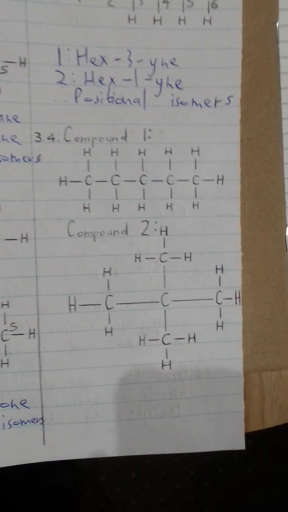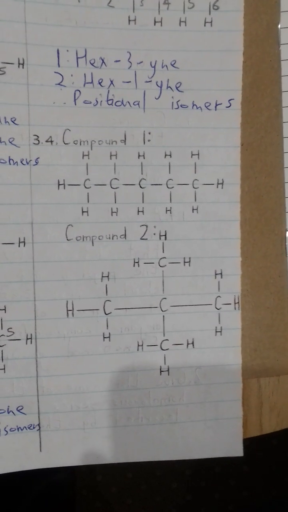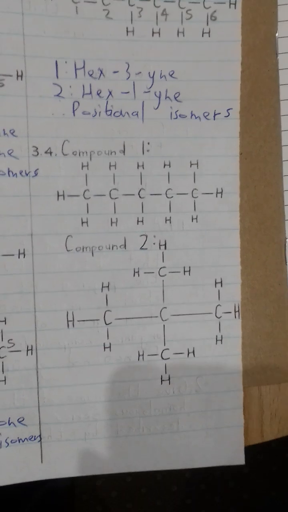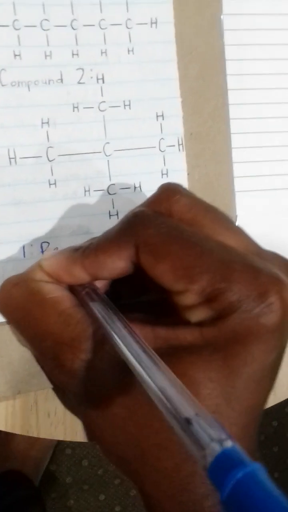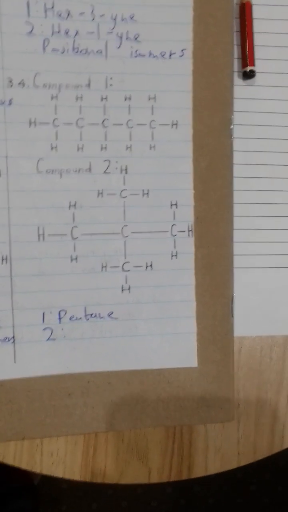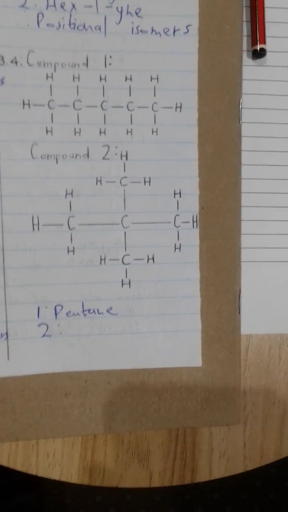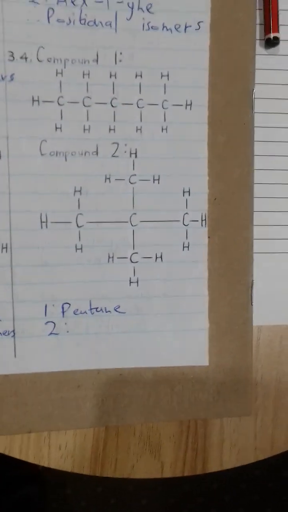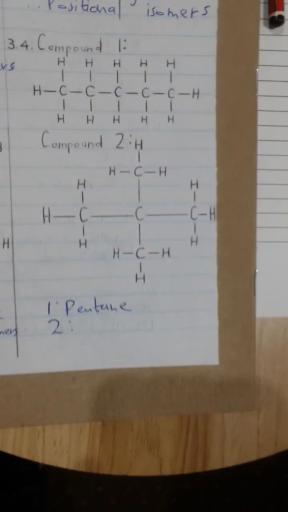3.4, compound 1, you have that. Compound 2, you have that. Okay, so compound 1, saturated as we can see. 5 carbons, 12 hydrogens. So compound 1 is pentane. Compound 2, we have branching. 1, 2, 3, 4, 5. 5 carbon atoms. 1, 2, 3, 4, 5, 6, 7, 8, 9, 10, 11, 12 hydrogens.